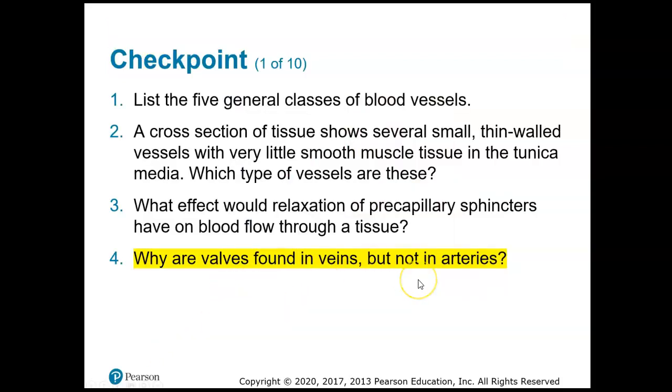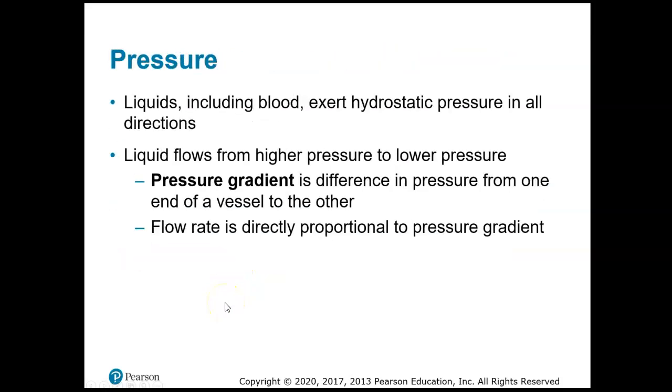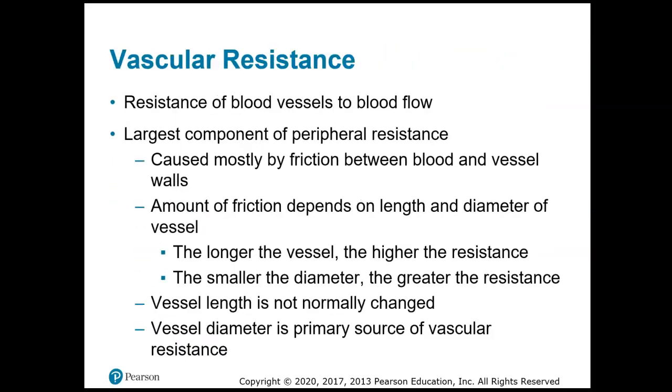Why are valves found in veins but not arteries? That is because the pressure that blood flows through arteries is great enough, it's not going to go backwards. But in veins, since the blood pressure is so low, the valves will prevent blood from moving backward through the veins and keep it moving toward the heart.